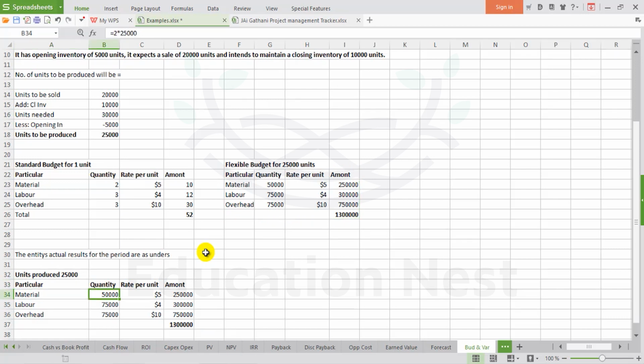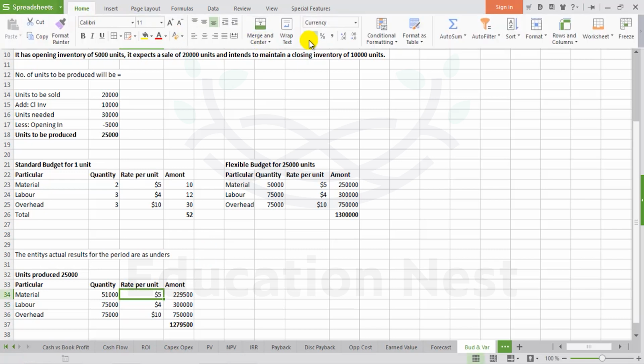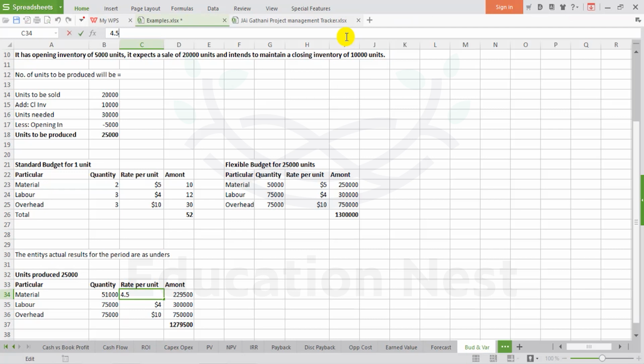Let's say the materials consumed were 51,000 units instead of 50,000, and the material rate at which they procured was 4.5. We're going to increase the decimal to 4.5, right? For labor, it paid 74,500 at the rate of again 4.5. Overhead also becomes the same because that's how it's efficient. The overheads were incurred and it paid overhead at the rate of $10 itself.